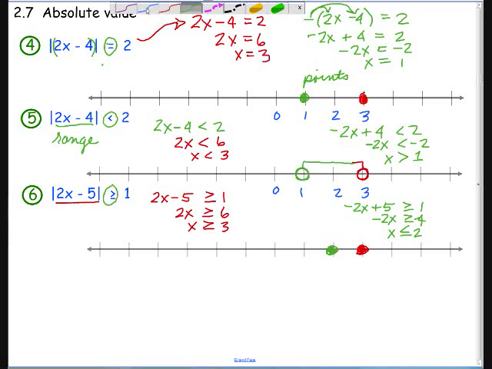Now let's take a look at the, I should put the numbers in just so it's really clear. For this one, I'm saying greater than or equal to 3, so I'm headed in this direction. And for this one, I'm saying x is less than or equal to 2, so I'm headed in this way. This is a disjunction, right?